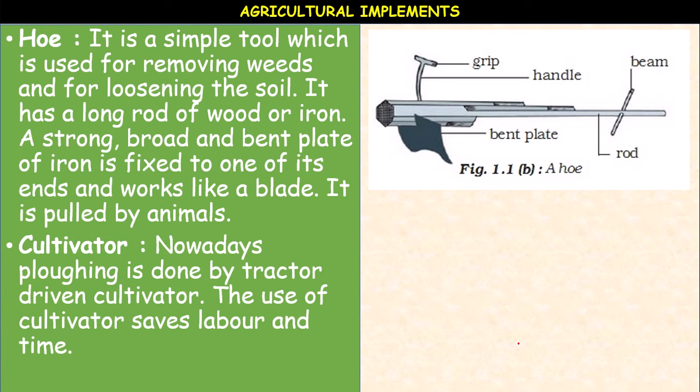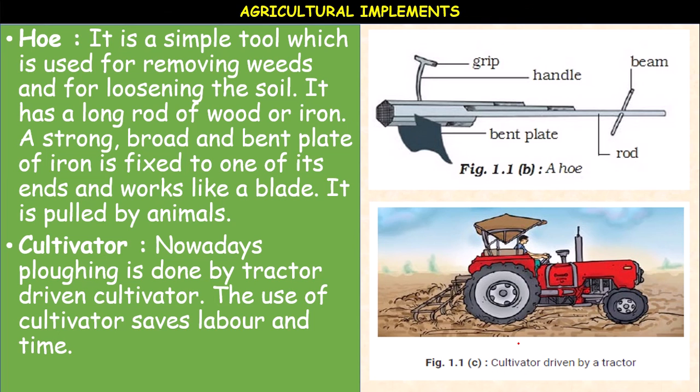And the next one is a cultivator. It is a device used to attach to the tractors, or tractor cultivator. Nowadays, the ploughing is done by tractor driven cultivator. The use of tractor saves the labor and time, okay.